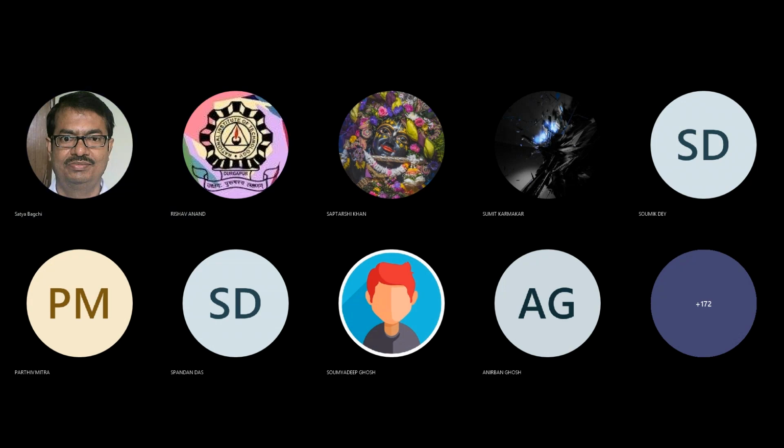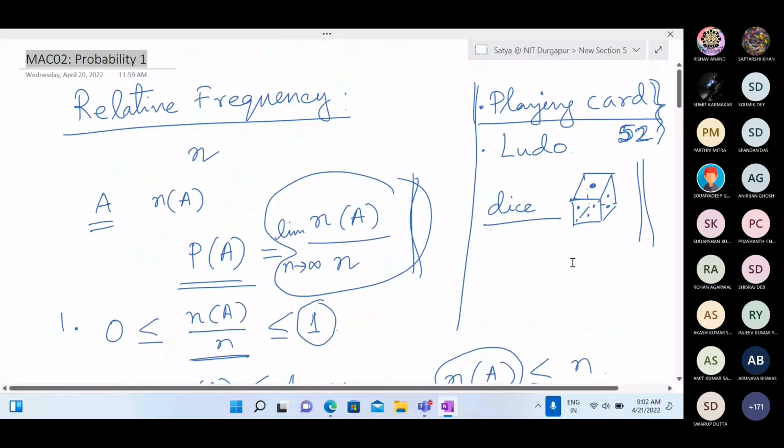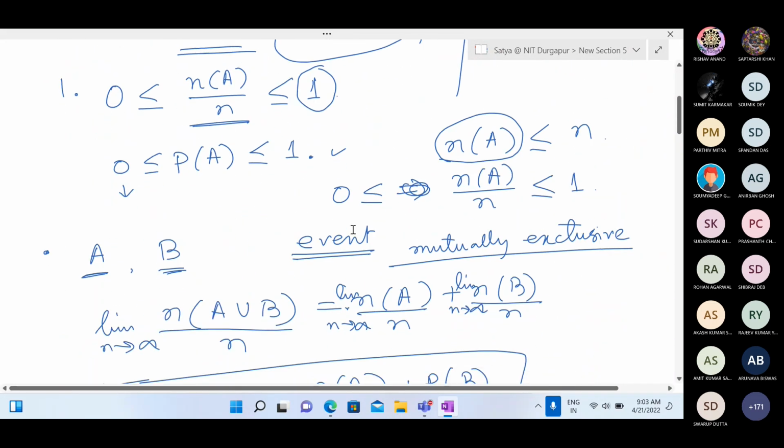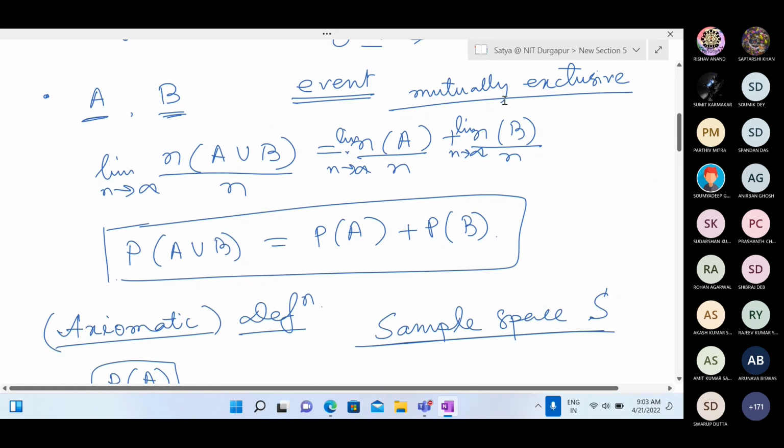Okay, thank you. So you see, we have discussed the definition of probability in two ways: relative frequency and axiomatic definition. And if events are mutually exclusive, then this condition is satisfied: probability of A union B equals probability of A plus probability of B.